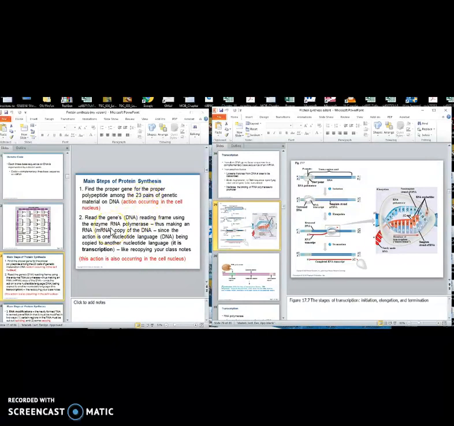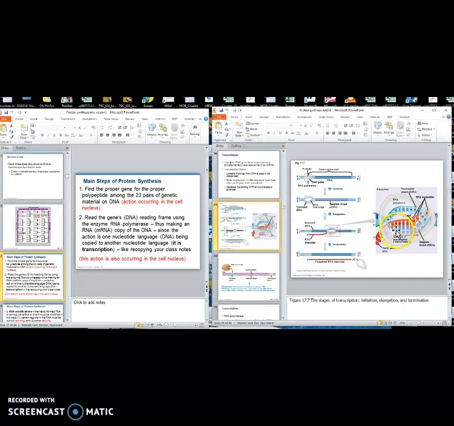Okay. Now, number 2. You now want to read the gene's reading frame using the enzyme RNA polymerase, because you're going to make an RNA copy of the DNA. The copy you're making is called messenger RNA. The messenger RNA has the codons. So you made, and it's the inverse.